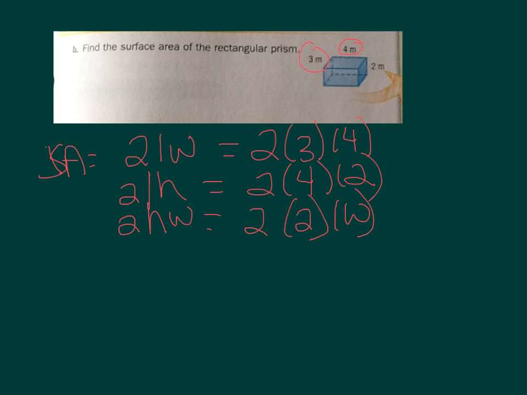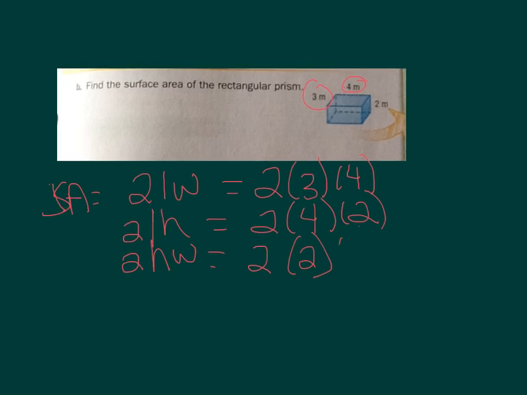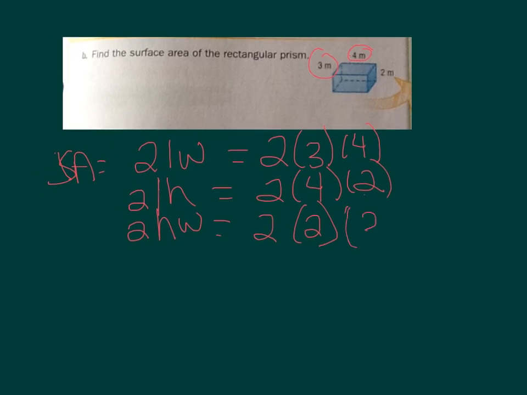And my width is 3. Then I just solve it using the numbers they gave me. So 2 times 3 times 4 is 24. 2 times 4 is 8, times 2 is 16. 2 times 2 is 4, times 3 is 12. Just like we did for that last example then, I add all of these up.